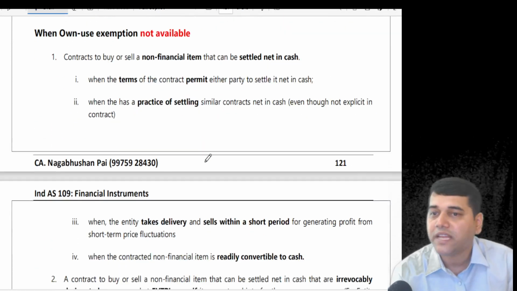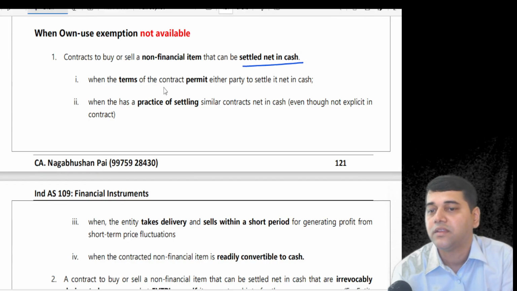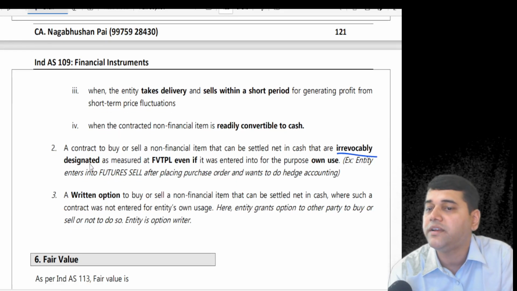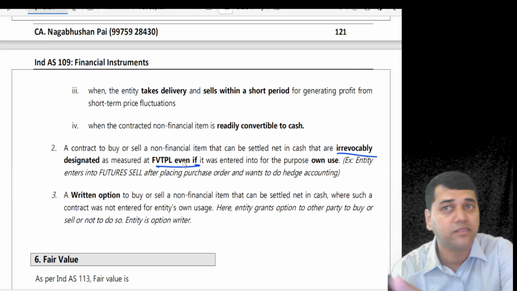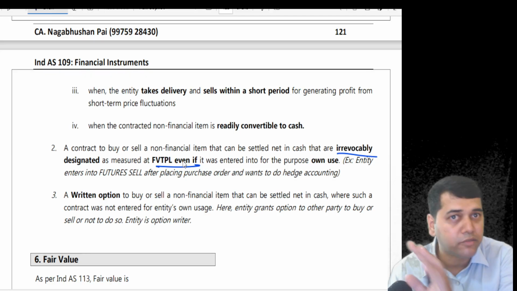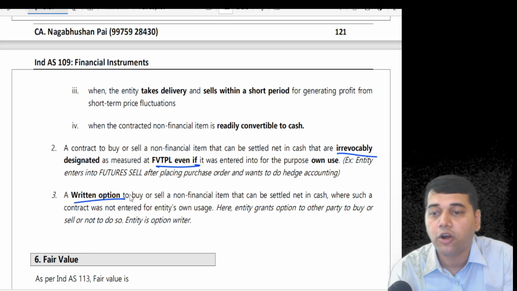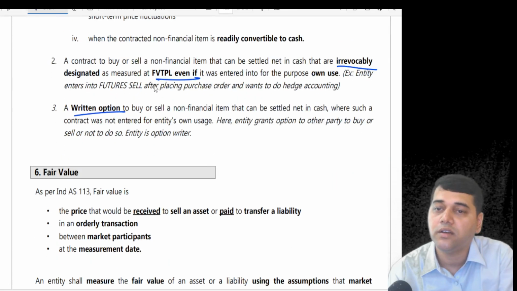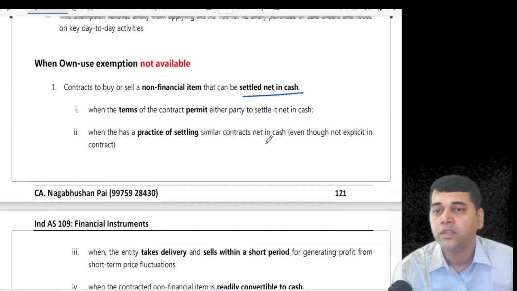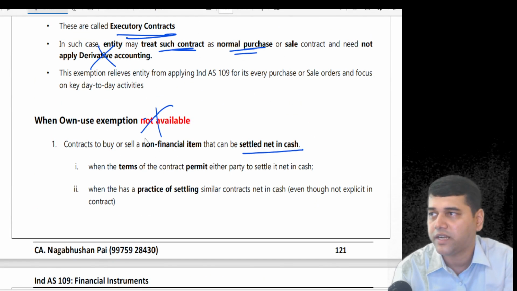Now, when it is not available, the non-financial items will be net settled in cash. It's not available. And a contract to buy an irrevocably designated FVTPL item, I will discuss this again, okay? Because explaining more about this FVTPL designation makes more sense during hedge accounting. And a written option to buy or sell is also such that when these conditions are fulfilled, you don't get this exemption. We'll discuss it later, not right now.